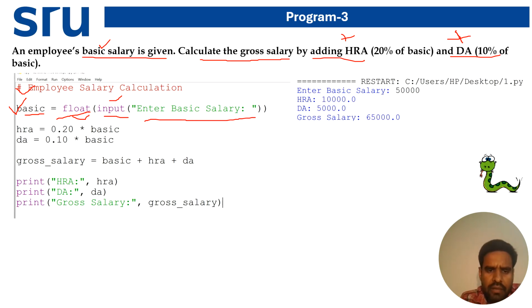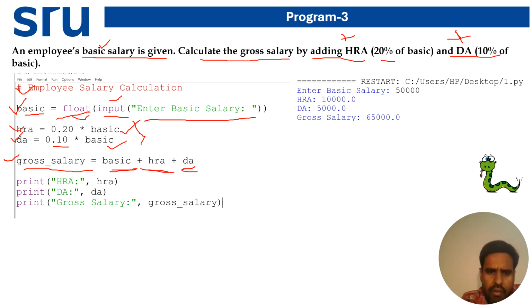Now HRA is 20%, which means 0.20, since 20 divided by 100 is 0.20, into basic. Now DA is 0.10, that is 10% into basic. So we have calculated the HRA and DA with the formula. Now I'm going to take the gross salary: gross underscore salary, no space, equal to basic plus HRA plus DA.